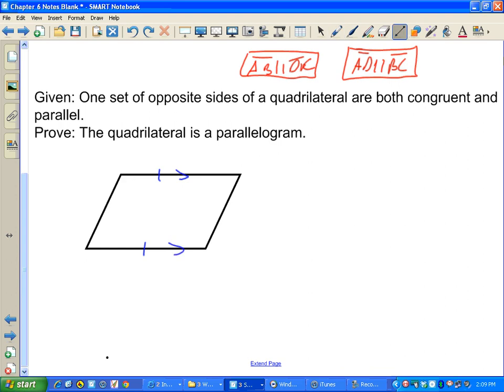For this one, we're just going to look at another diagonal. Since these are parallel, I'm going to get alternate interior angles. I'm also going to get a reflexive side, so I'll have side angle side for these two triangles, which lets me say that these angles are congruent as well as these angles. And then again, I'm going to have alternate interior angles for the side lines here. So those will be parallel.